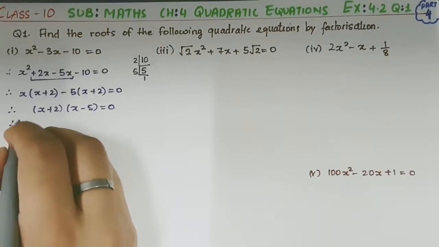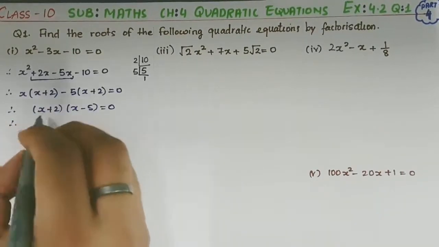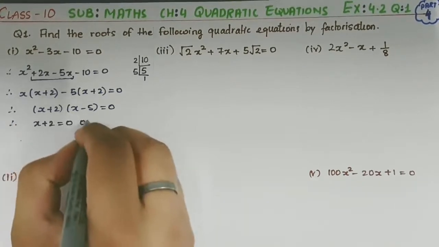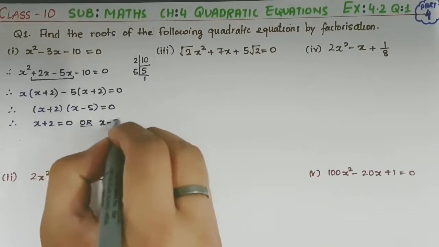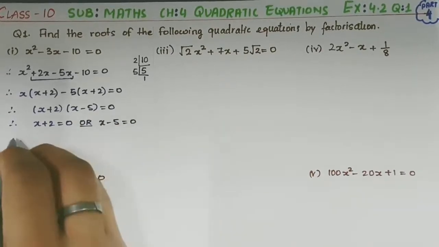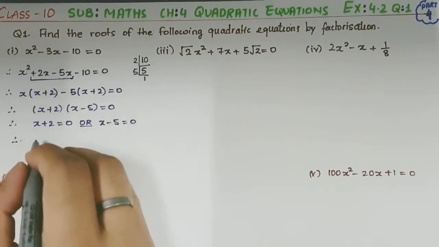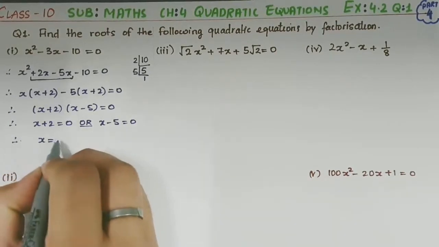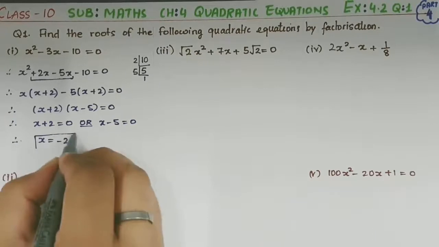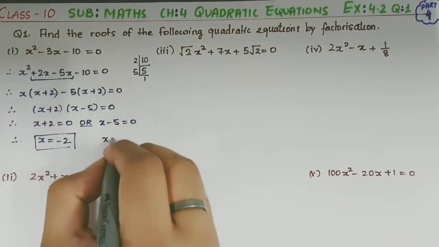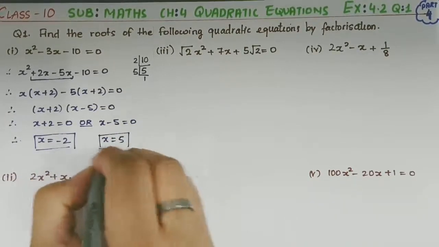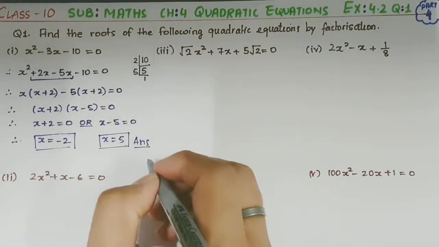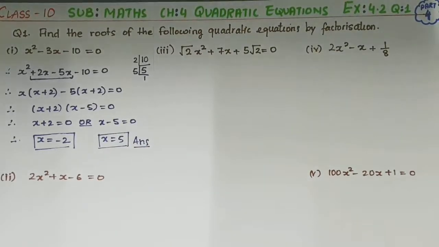Therefore x plus 2 equals to 0 or x minus 5 equals to 0. Therefore the final answer or the roots will be x equals to minus 2 or x equals to plus 5. Okay, this will be your answer. Now let us solve question number 2.